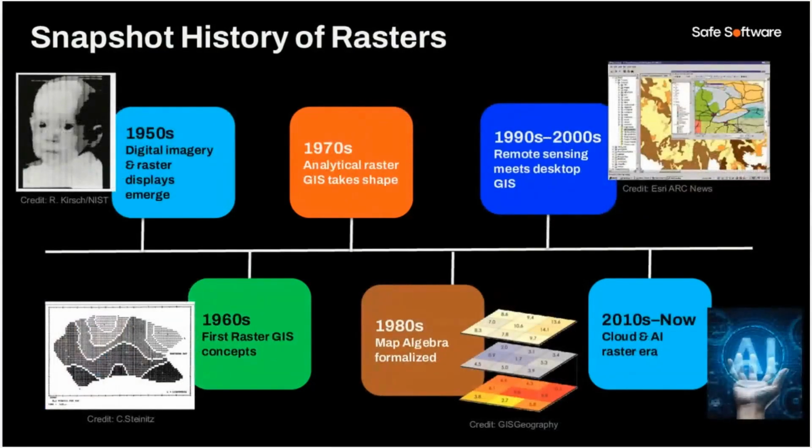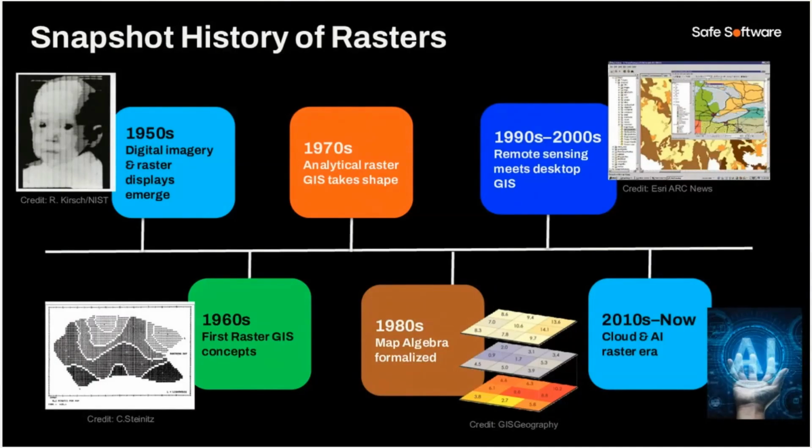Remote sensing explains where our imagery comes from, and raster history explains how we make sense of it. So let's see how rasters have evolved over time. Raster displays emerged in the 50s in the form of pixel-based representations. A decade later, researchers began applying raster concepts to GIS. Soon after, analytical raster GIS takes shape in the 70s.